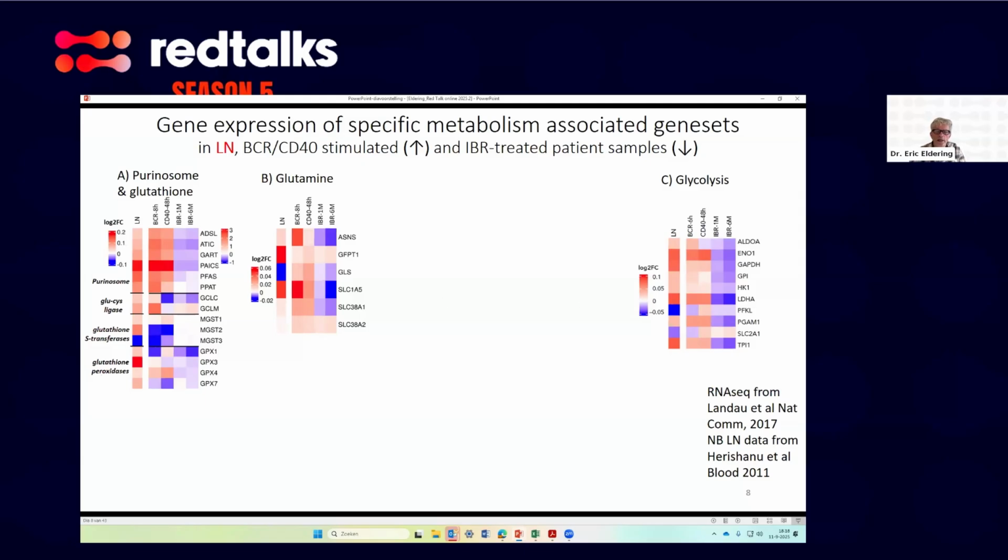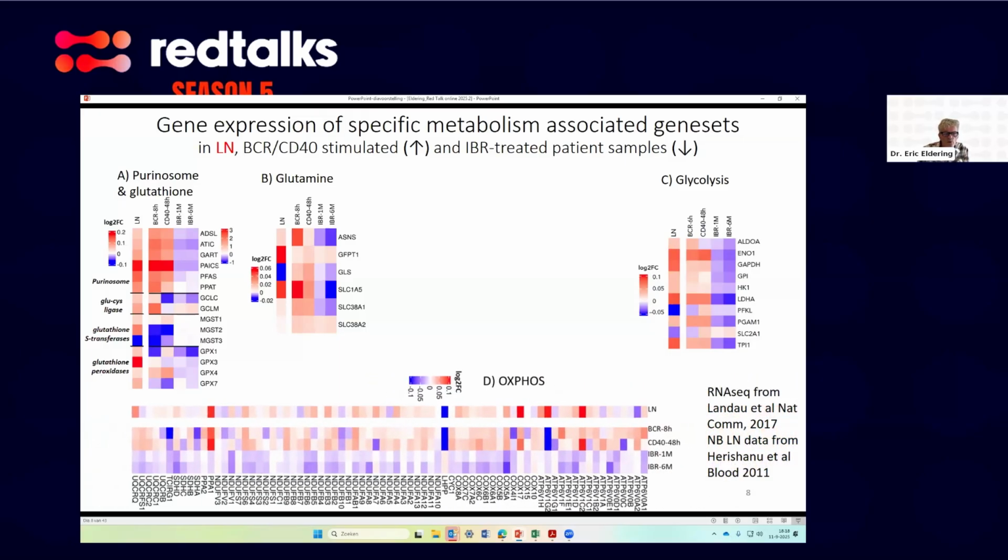So we continued using that B cell receptor or CD40 stimulation as a proxy for metabolic reprogramming in the patient's lymph node, because it is in practice very difficult to obtain viable lymph node cells from patients. So that's why we want to do laboratory studies for that. The same is true for genes involved in oxidative phosphorylation. You see the same scheme. So ibrutinib turns genes off and the in vitro stimulation turns them on.